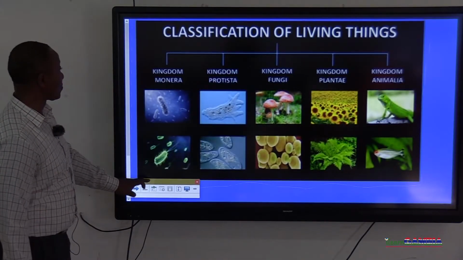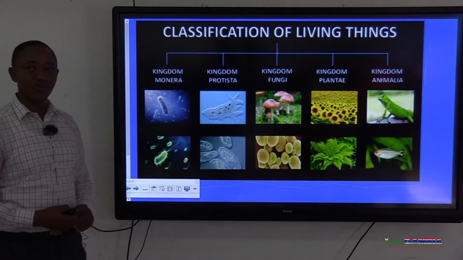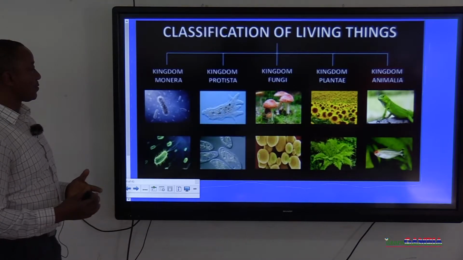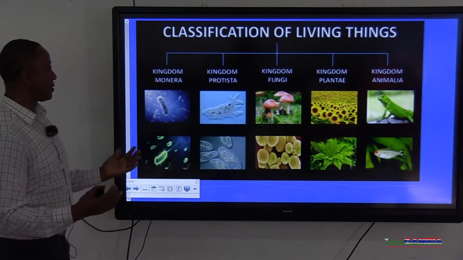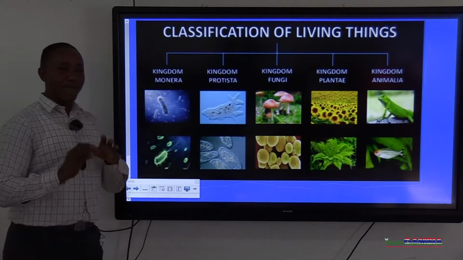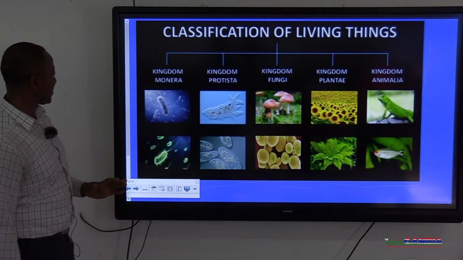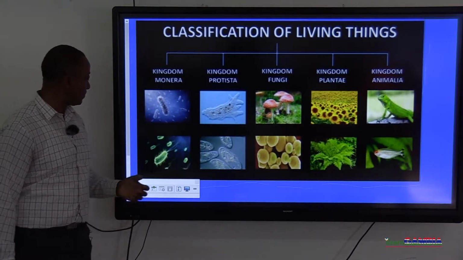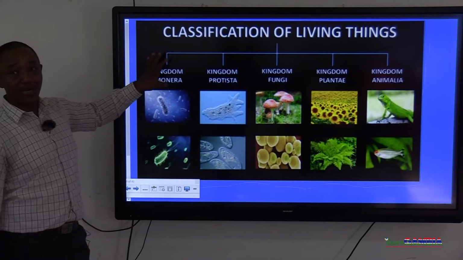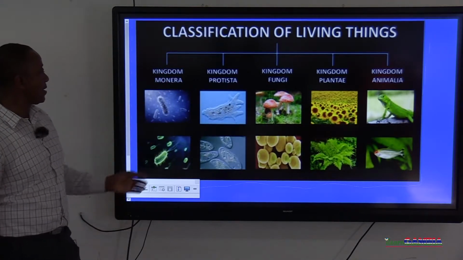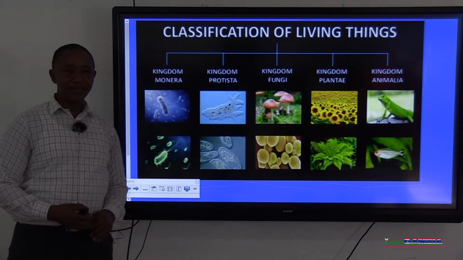So also, we do classification of living things. Now, all the living things in the world, to make their study easier, we try to group them. So we have placed them into big groups that we call kingdoms. So first, next near me on the left of your screen is the kingdom Monera. That is where you have bacteria. And the next to it, you have the kingdom Protista.